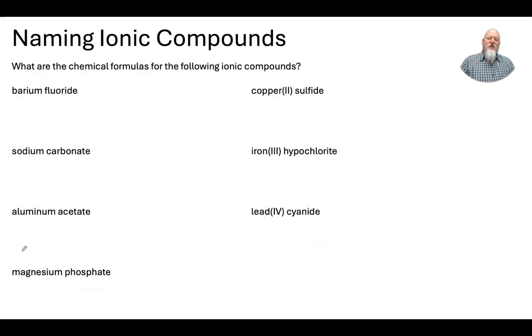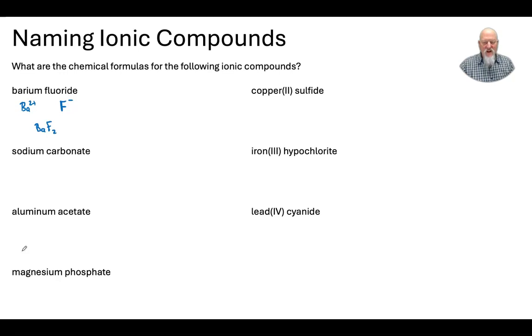Okay? What if we go the other way? What if we're given the name and we need to come up with a formula? Well, the barium, it tells us what ions are in there. The barium ion, Ba2+, because it's an alkaline earth metal. It's in the second column, it's got a 2+ charge. Fluoride is a halogen. It's in the column next to the noble gases. Those are all single negatives. So I've got Ba2+ and F-. I have to make it neutral. So I need 2 fluorides to balance off the 1 barium. So I'm going to write it as BaF2.